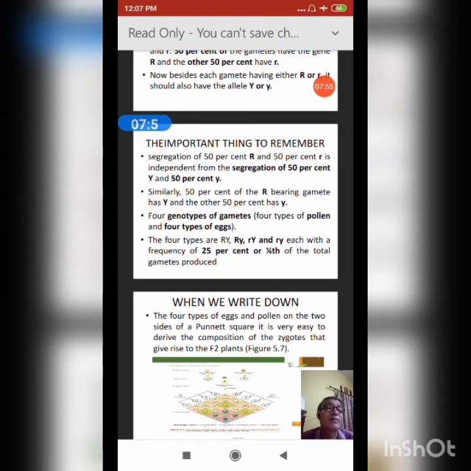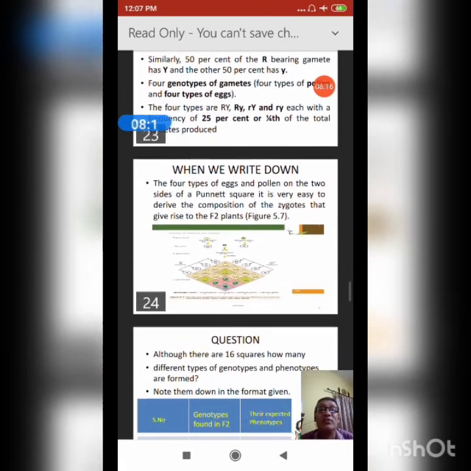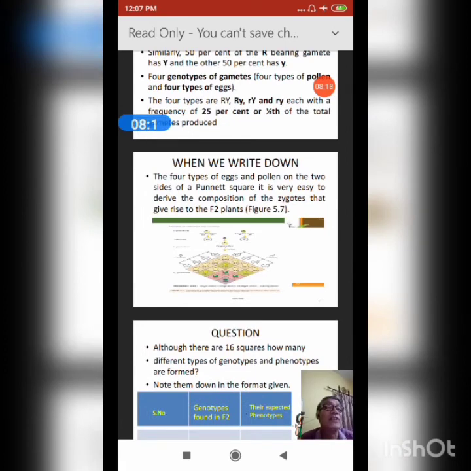Four genotypes of gametes, four types of pollens and four types of eggs, are formed. The four types are capital R capital Y, capital R small y, small r capital Y, and small r small y, each with a frequency of 25%, one fourth of the total gametes produced. So we write down the eggs and pollens on the two sides of a Punnett square, which makes it very easy to derive the composition of the zygotes that give rise to F2 plants. In the table it is depicted.